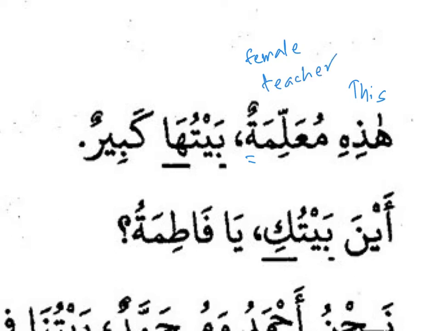بيتها كبير. Now you want to say her house. Teacher, female teacher, you want to say her, and the word her is ha. Therefore, we say بيتها. You don't say بيتهية. In this case, we cannot say hiya anymore because you want to say her house. بيتها. Her house is كبير. Her house is big.